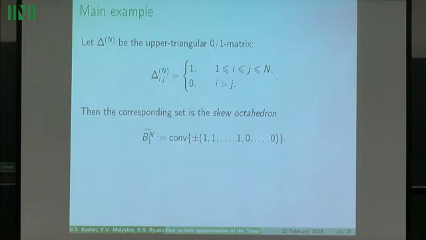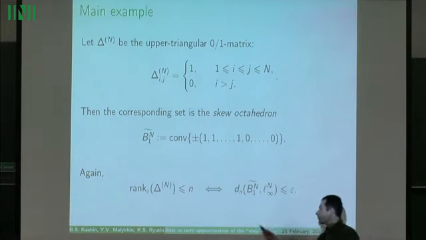The corresponding set is what we call the skew octahedron. It's a convex hull of this kind of vectors. We take several ones and then zeros. And we see that the question of estimating epsilon rank of this matrix is equivalent to obtaining good estimates for the Kolmogorov width of the corresponding set in L infinity norm.